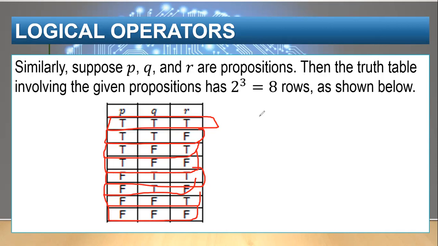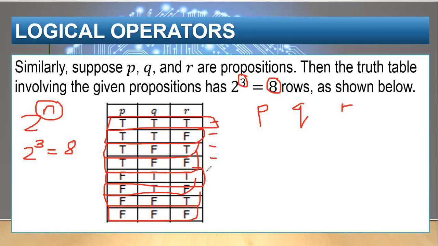So, tips in writing a truth table. Lalatag muna natin yung mga proposition. And then, hahatiin natin itong sagot dito. Lagi yung 2 raised to n. Yung n, depende kung ilang proposition. So, since we have 3 propositions, that's why we have 2 raised to 3. That means 2 times 2 times 2, that is equal to 8. So that's why we have 8 rows here: 1, 2, 3, 4, 5, 6, 7, and 8.